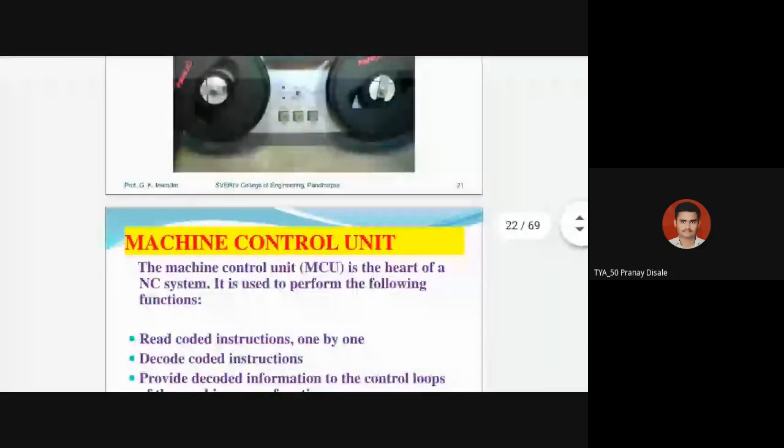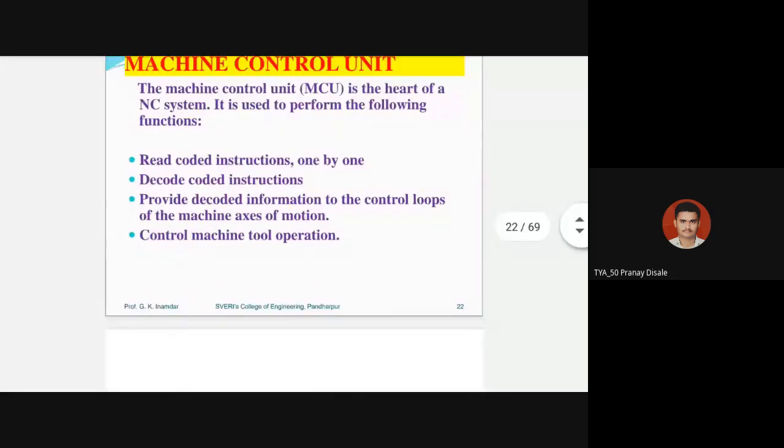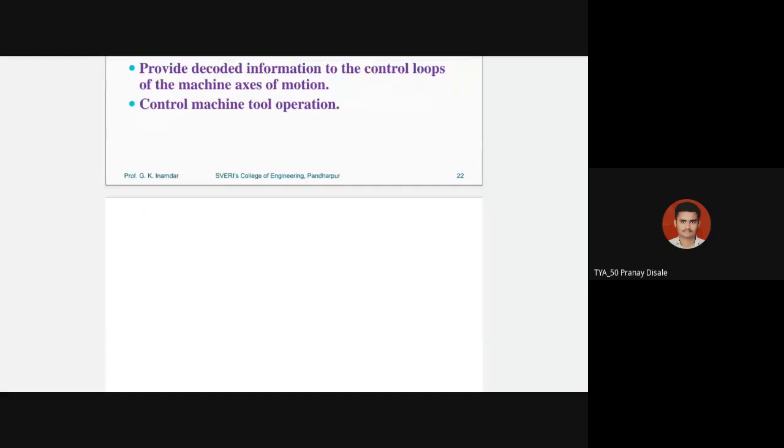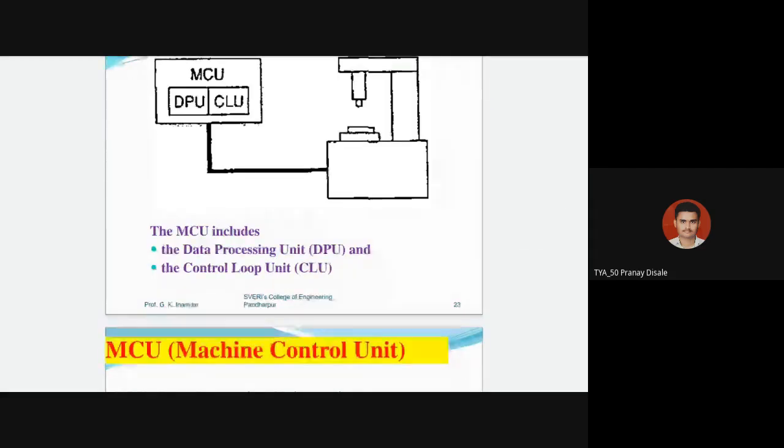Next, the machine control unit, second after part programming. There are two types of machine control unit: DPU and CLU. DPU is the data processing unit. What is the function of the DPU? It converts or decodes the code system and transfers it to the CLU. What is the role of the CLU? To transfer the data from the DPU to the machine or process equipment and take the feedback.